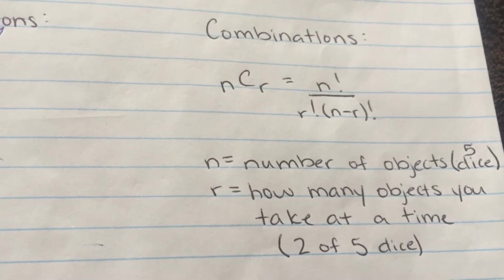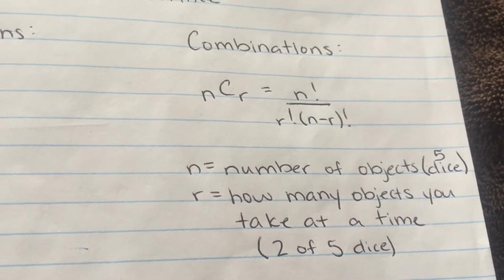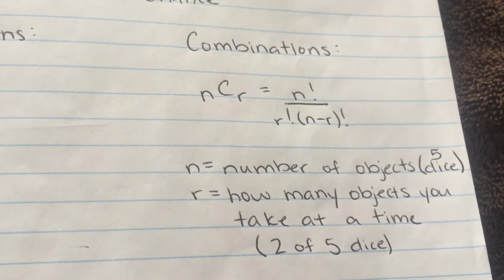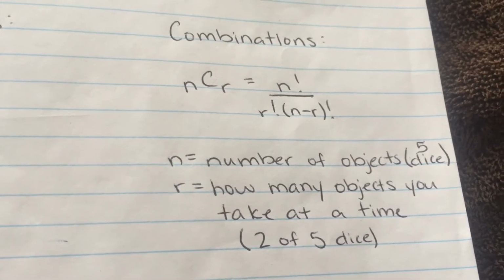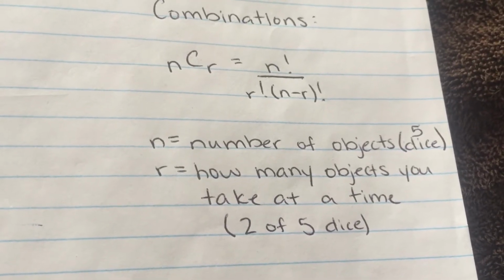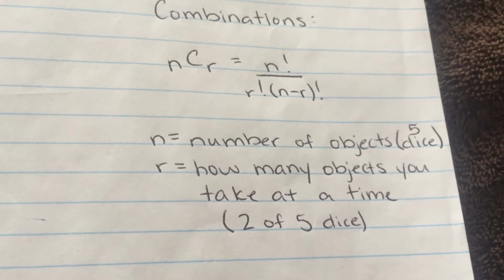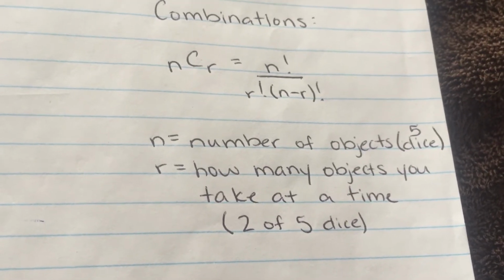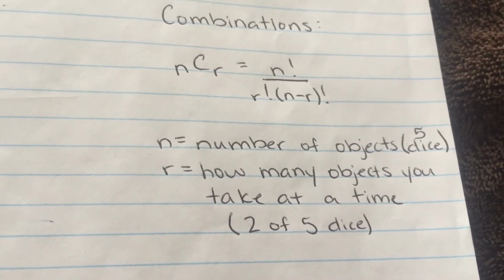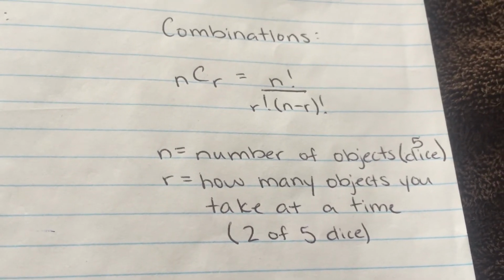Another piece of information you need to know is what a combination is. A combination is a selection from a collection of numbers where the order doesn't matter, they can be in any order. So here's the formula. N equals the number of objects you have, which in this case is 5 dice, and R is how many objects you take at a time. So if I had a pair, I chose that pair, I took 2 of the 5 dice, so that's R.